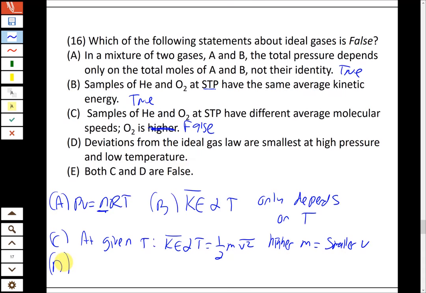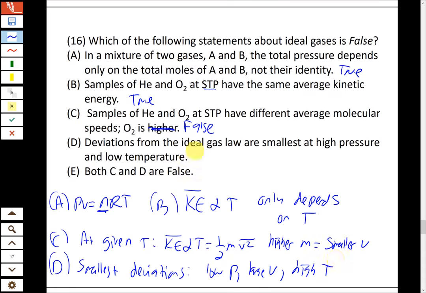Deviations from the ideal gas law are smallest at high pressure and low temperature. And again, this is exactly the opposite of what it should be. Deviations are going to be smallest when you have the gas molecules as far apart as possible and moving as fast as possible. So when we're talking about deviations from the ideal gas law, the smallest deviations occur at low pressure, large volume, those two are related to each other, and then high temperature, where the gas is moving as fast as possible.